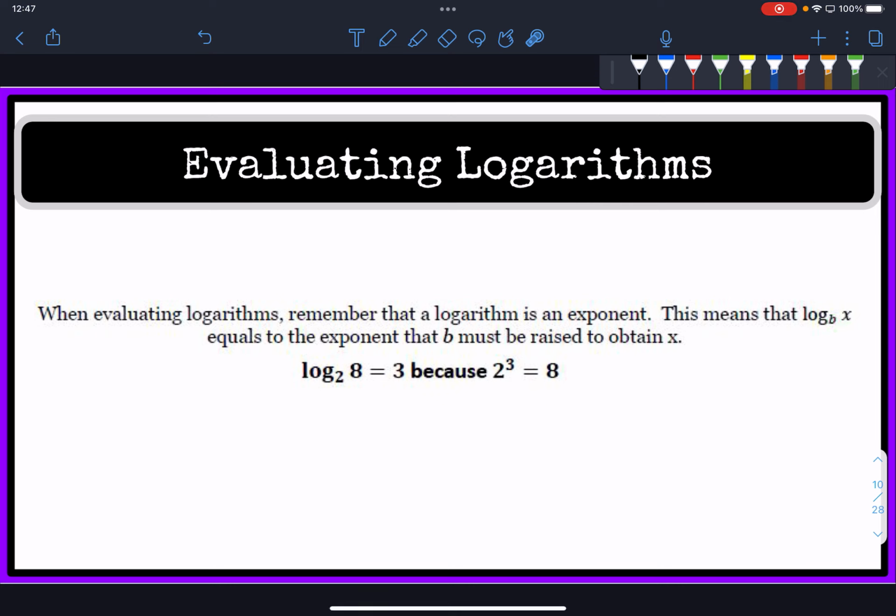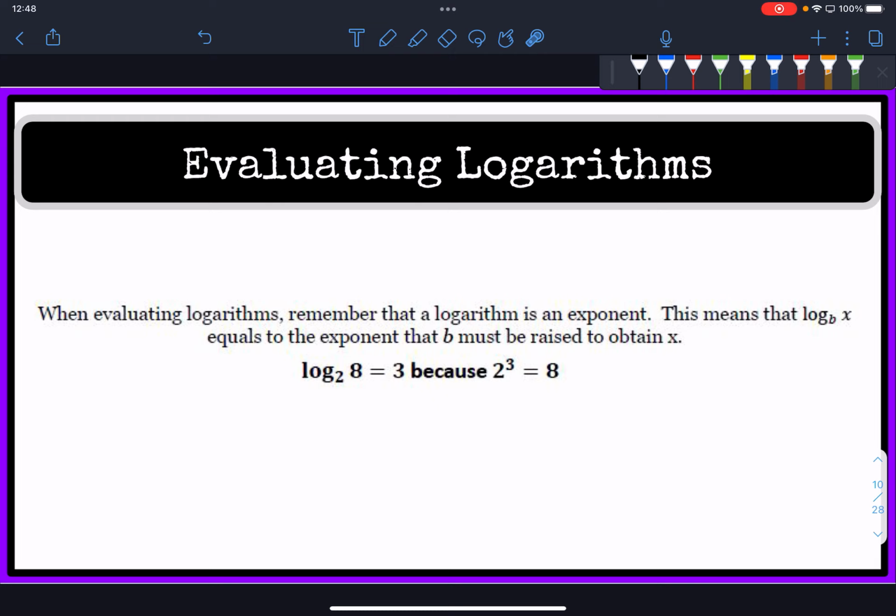So for example, the log base 2 of 8 is equal to 3. I know that the answer is going to be 3 because if I get this value of 2 and raise it to the power of 3, that's going to equal 8. 2 times 2 times 2 is in fact equal to 8. So I know that the answer has to be 3. And using that train of thought, using this conversion, I can figure out the value of a log.